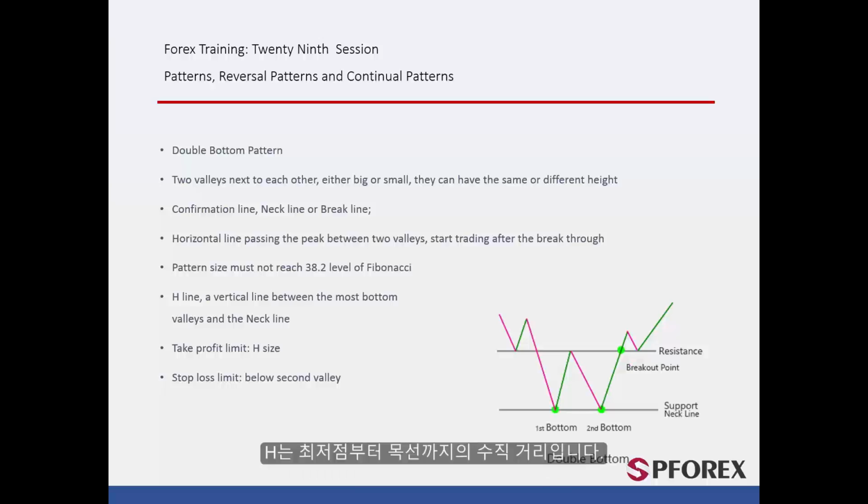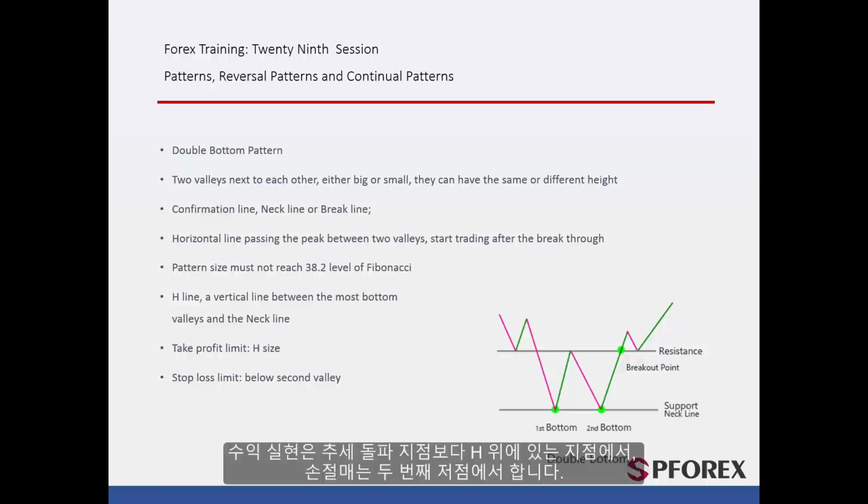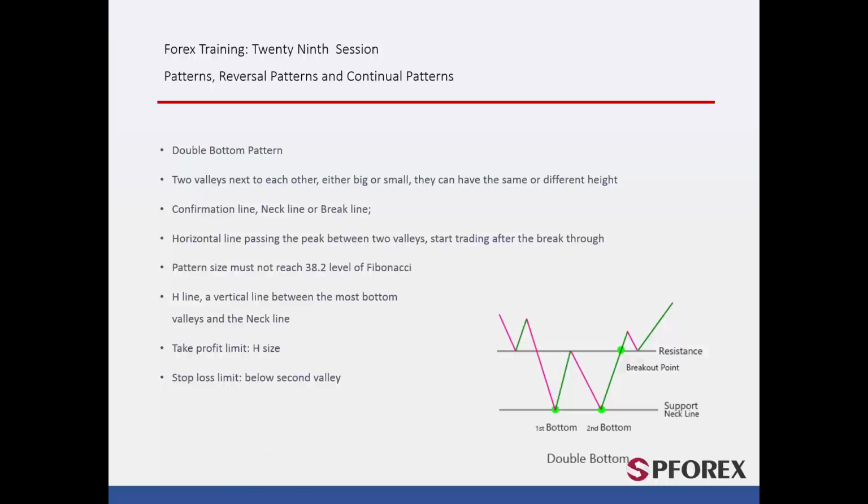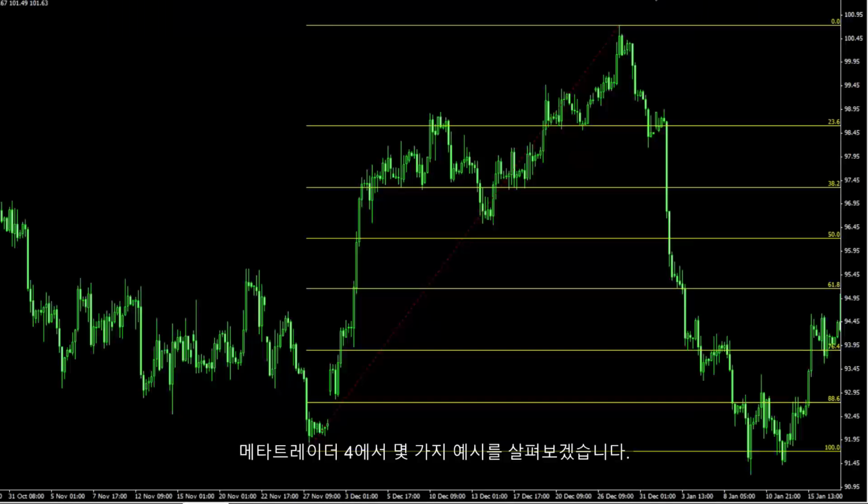H is the vertical distance between the bottom of the longest valley and the neckline. TP price is H pips away from the breakout point, while SL price is lower than the second valley. Some useful examples will be studied on MetaTrader 4.